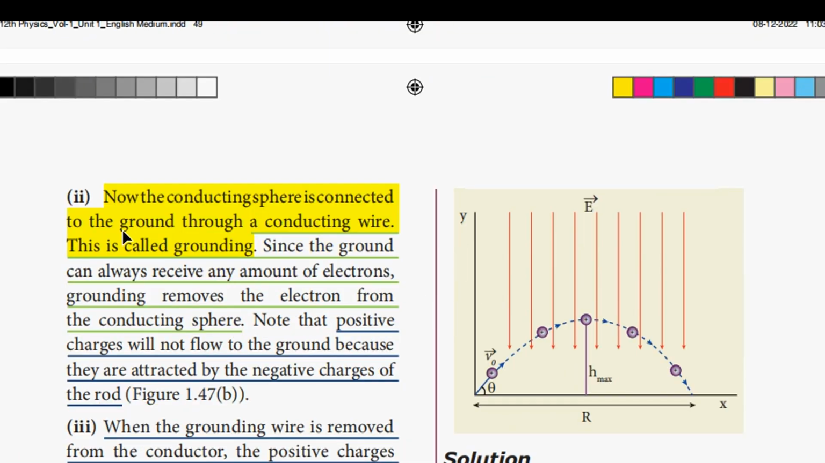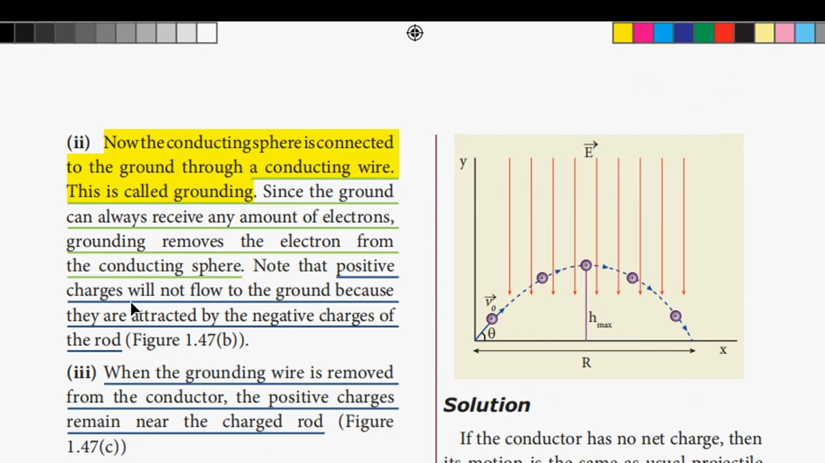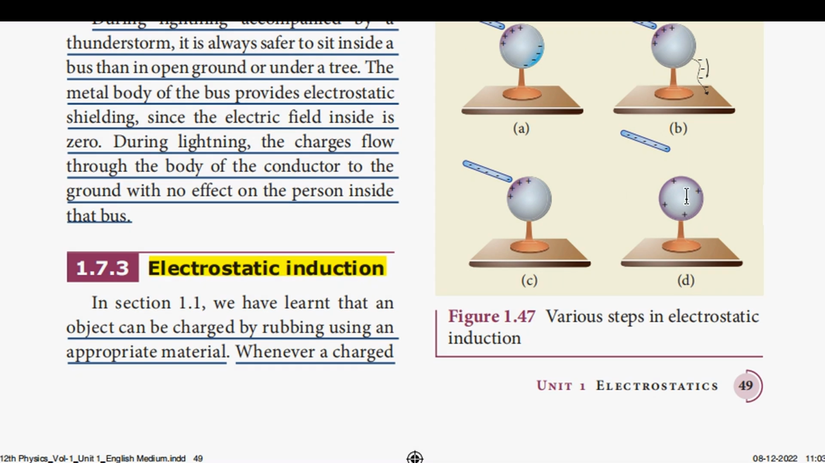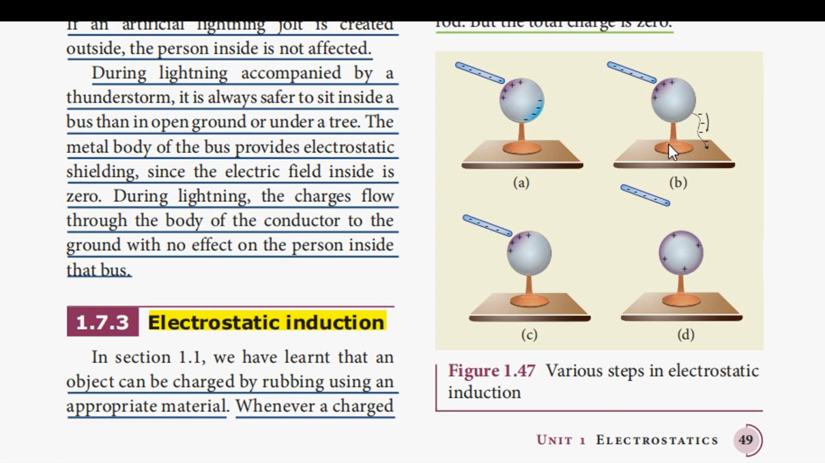In the second case, now the conducting sphere is connected to the ground through a conducting wire, and that is called grounding. Since the ground can always receive any amount of electrons, grounding removes the electrons from the conducting sphere. And it should be noted that positive charges will not flow to the ground because they are attracted by the negative charges of the rod. And that is shown in this diagram B.